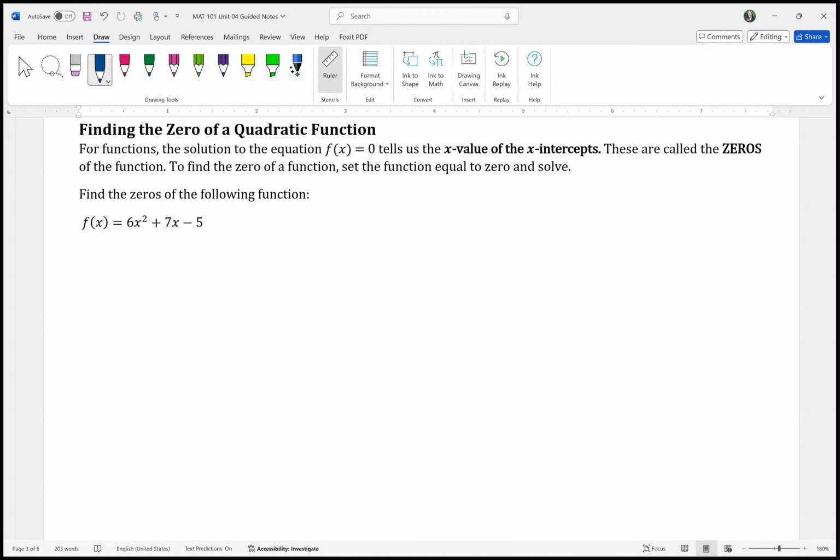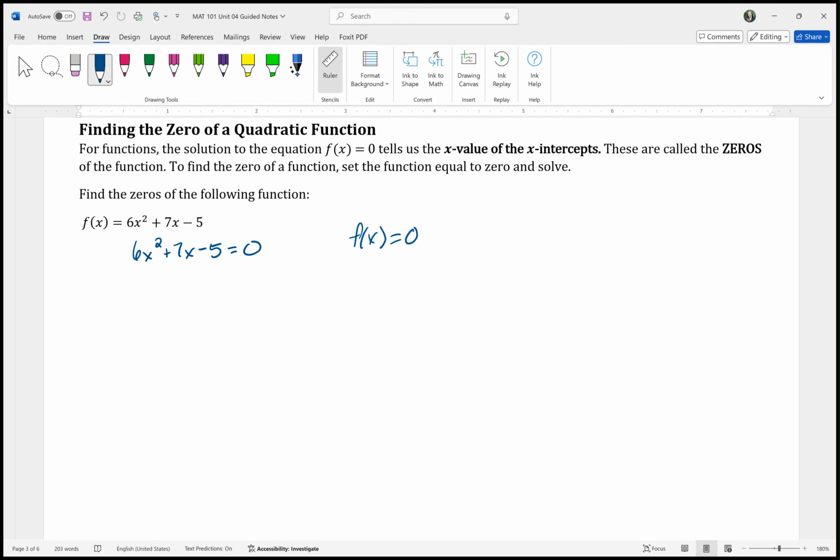And so again, this is really setting the function equal to 0 and solving for that x value, okay? And so that's what we're going to do here. We're turning this into a quadratic equation. This is going to be 6x squared plus 7x minus 5 equals 0. Okay, so we're going to set it equal to 0. We're going to find basically when f of x equals 0, the solutions to that, and those solutions will be the zeros of the function, the x value when the y value is 0.